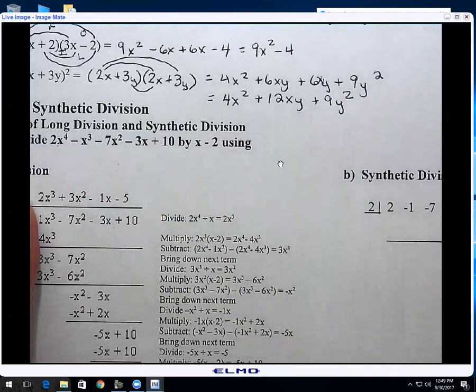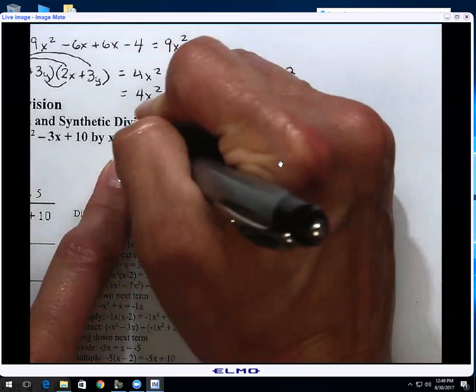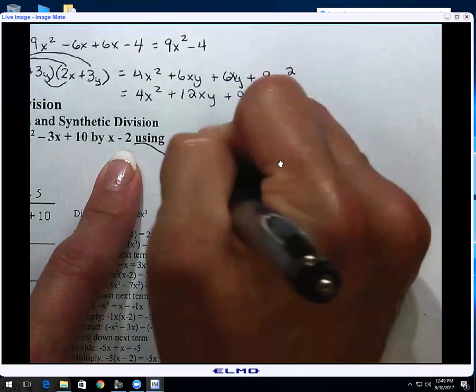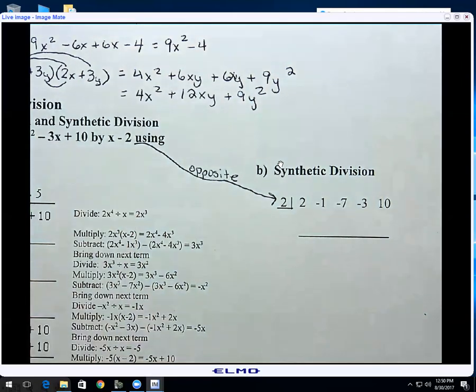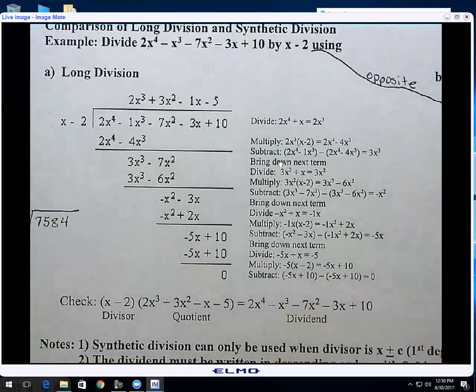Here's how synthetic division works. If you're dividing by x minus 2, you put the opposite of that, negative 2, in a box. And changing that one sign that one time takes the place of, in long division, every time I divide and multiply, I have to change the signs in order to subtract. In long division, I'm changing the signs here and here and here and here. In synthetic division, I only change that sign one time, and that takes care of all the sign changing.